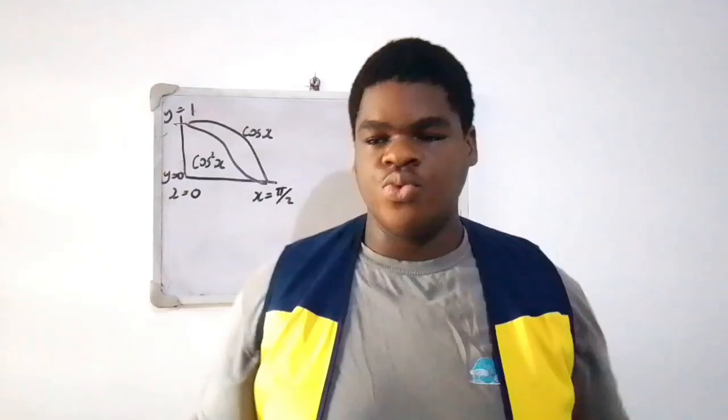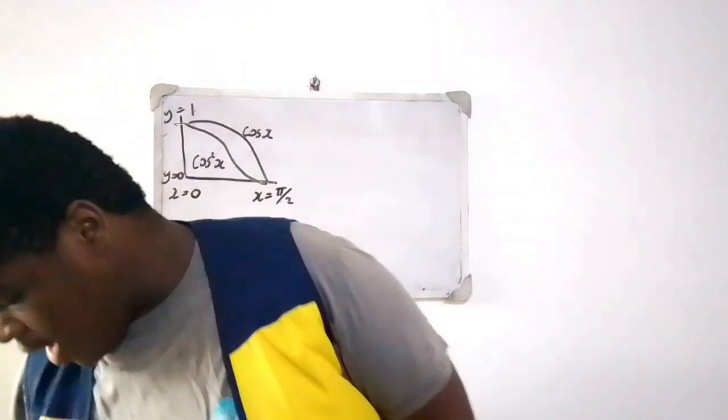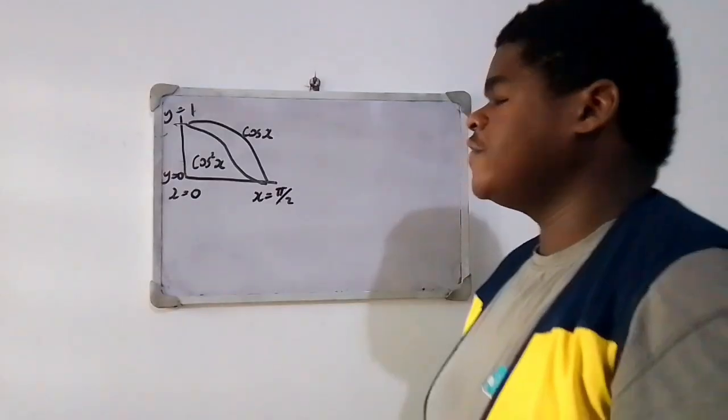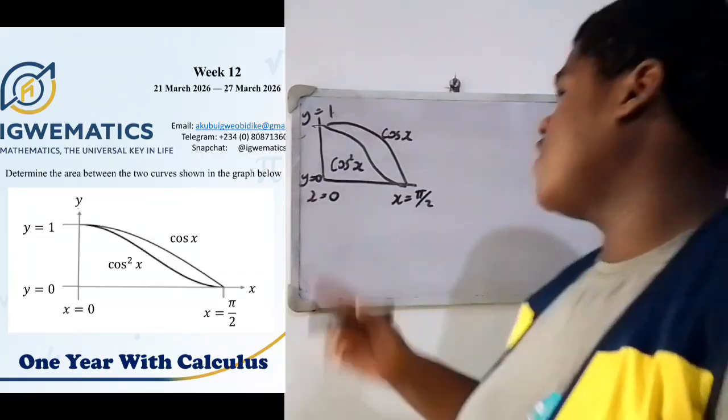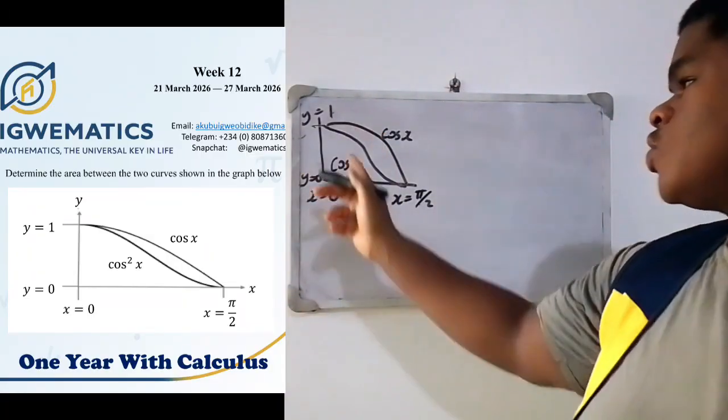Let's begin. What's up, everybody? Welcome to 1 Year Calculus, week 12. This week we are asked to find the area between two curves. What are those two curves that I was given? The first curve was cos x, and the second curve was cos squared x.